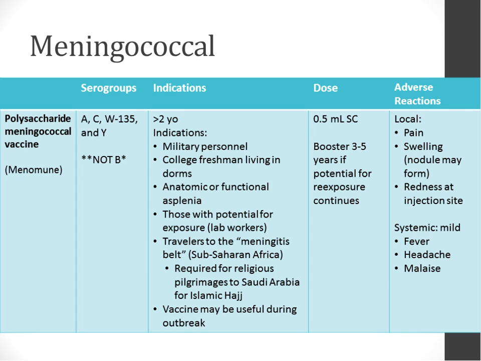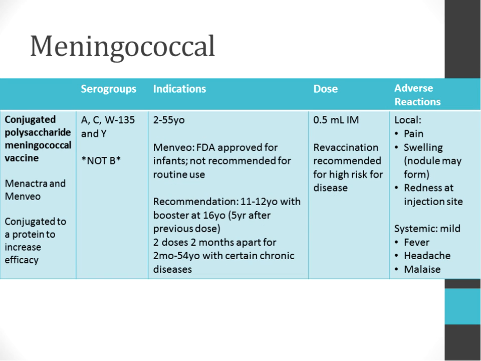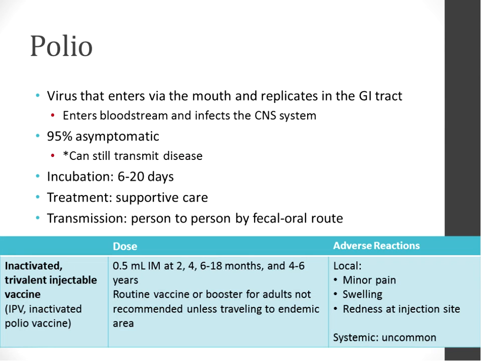And here is one of the vaccines for it. There's another one on the next page. I would definitely know the indications for getting this vaccine: military personnel, college freshmen, asplenia, lab workers, and those traveling to the meningitis belt, also known as sub-Saharan Africa, definitely need to have this vaccine. And again, this is the other vaccine that's available for meningococcal disease.